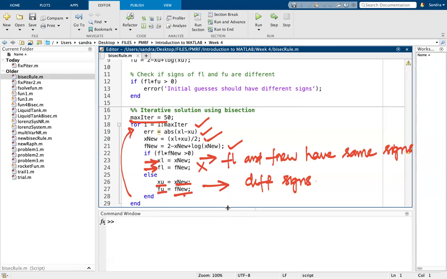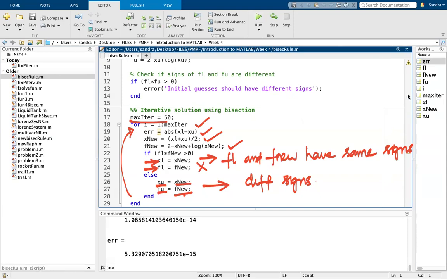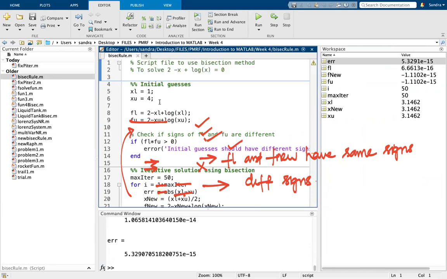So now let me run this code and show what will happen. You can see that xl, you started with 1 and 4, got replaced. Finally you can see that xl and x new have come to the same value, 3.1462. So what is the midpoint value? It's the same value. So the answer is 3.1462, the second root that you get.